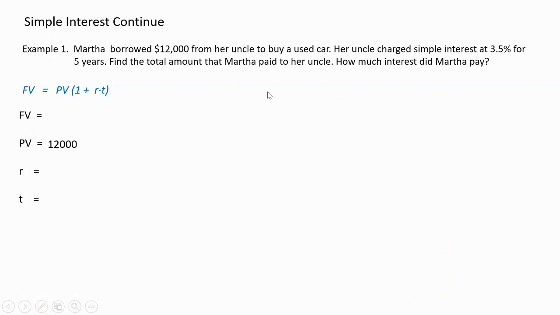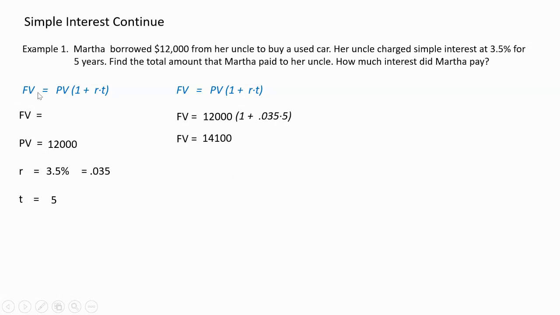To find the interest, we subtract the present value from the future value, which I'm going to do after I find the answer for this one here. So again, my present value is 12,000. My interest rate will be 0.035, and the time will be 5. So we plug into the formula, right? There's my present value, there's my 1 plus my interest rate times the time. Use your calculator. So I get 14,100.